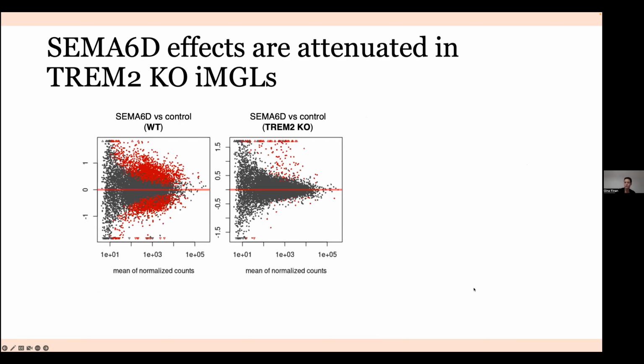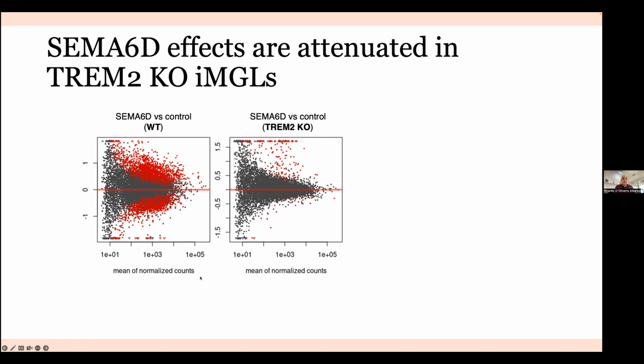Ricardo? Right. So in addition to what Gina showed here, they also generated bulk RNA-seq data for this treated and untreated microglia in the wild type and TREM2 knockout background. So to end this presentation, I'll show the changes in gene expression associated with SEMA6D from this iPSC-derived microglia.